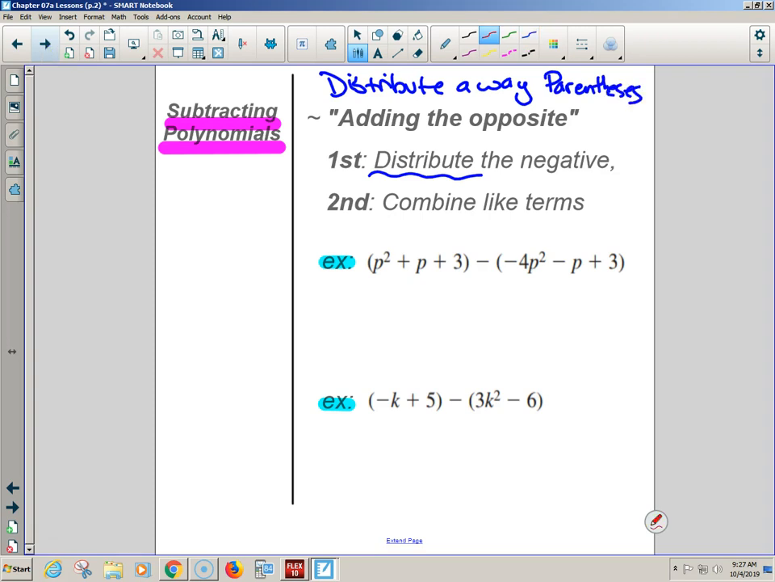We're still technically distributing away the parentheses. We just have to be really, really careful of the negative. That's the long story short. If we're really careful of the negative, we should be fine as long as we go, once again, very, very carefully.